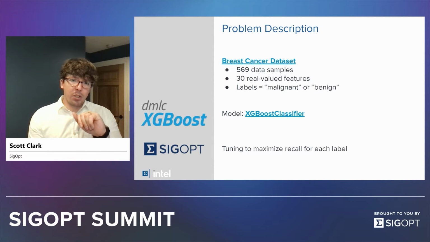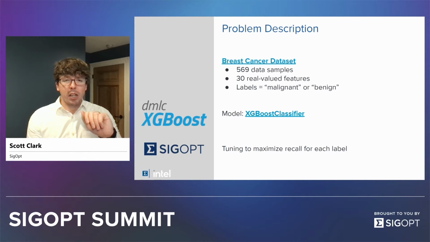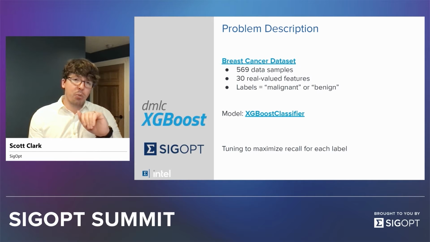So I'm going to take the breast cancer data set that's available in scikit-learn. I'm going to use the XGBoost classifier, one of the most popular frameworks in the world for doing gradient boosted machines based classification. And we're going to end up trying to tune a method that maximizes the recall for each one of these labels for this kind of medical application.